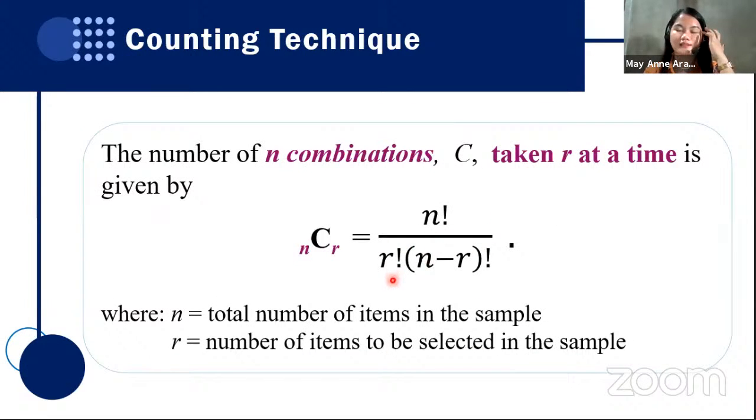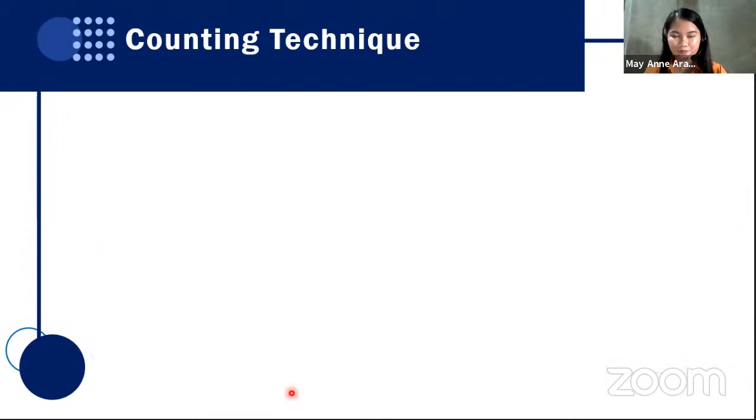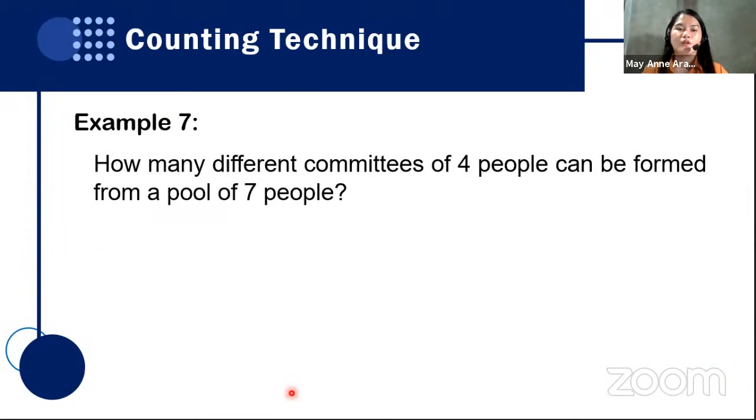over r factorial times the quantity n minus r factorial. Again, n is the total number of items in the sample, and r is the number of items to be selected in the sample. Example: how many different committees of 4 people can be formed from a pool of 7 people? The question only asks how many different committees of 4, so how many sets of 4. It doesn't matter what the arrangement of those four is. That's why this problem involves combination.